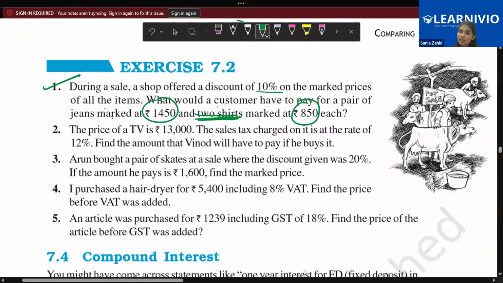Then children again do the same thing. Whatever the total marked price comes, find 10% discount on it, and whatever discount you get, you subtract it from the marked price. You'll get your answer. So try to do question number 1.